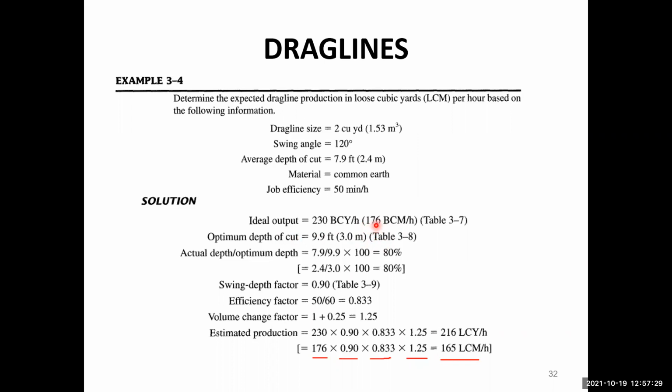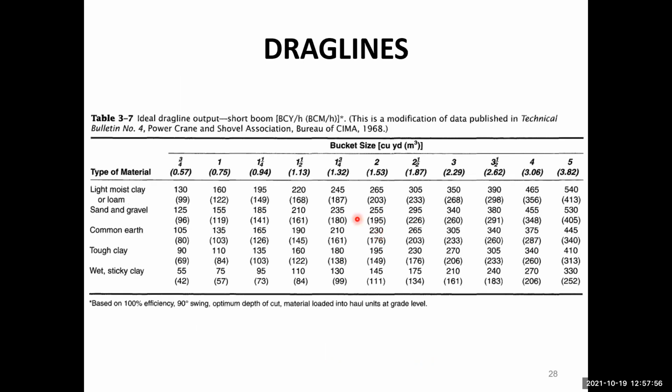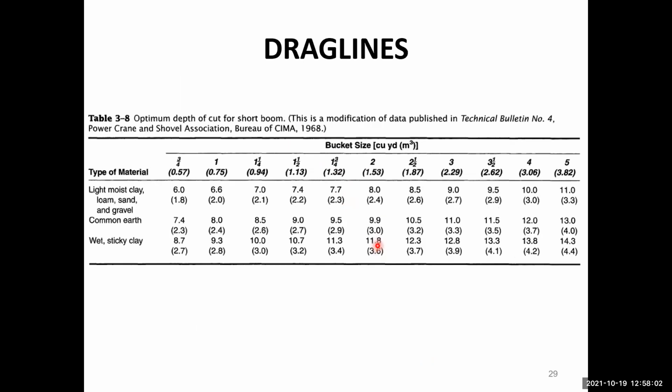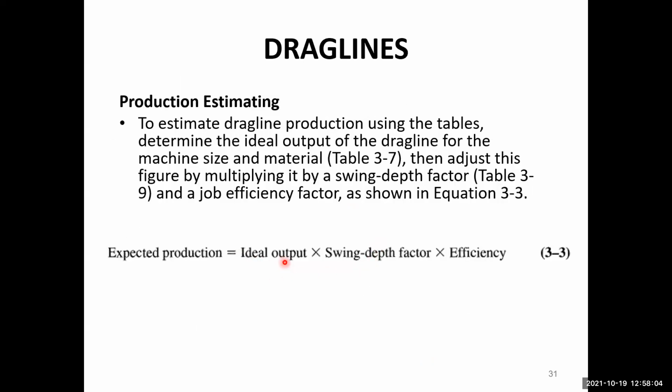In the previous two cases, we got the volume in terms of the loose cubic meter, but this table is giving us the volume in terms of the bank cubic meter. You should remember that. As you can see in this table 3-7, it is in terms of the bank cubic meter per hour. Okay, 176. So now we have this ideal output in terms of the bank cubic meter per hour.